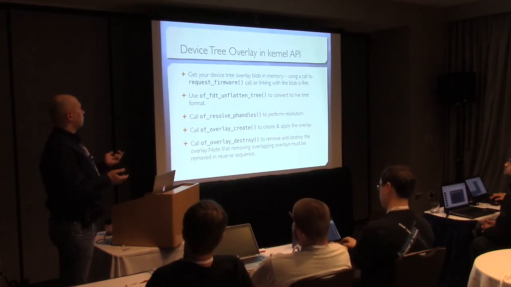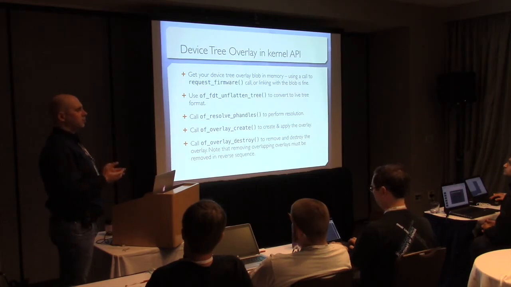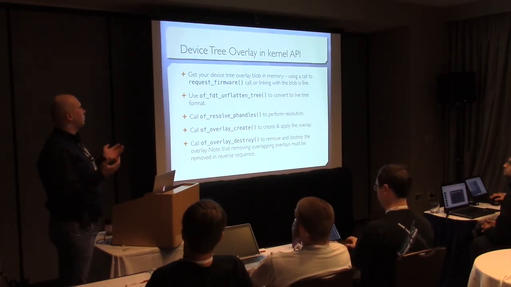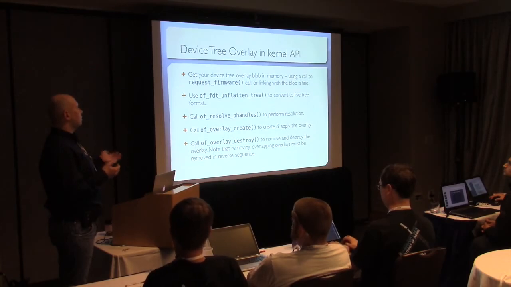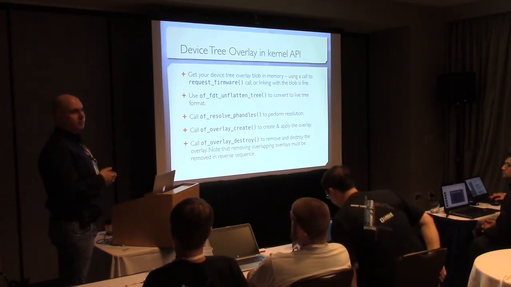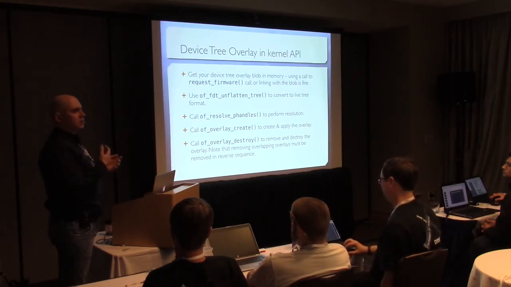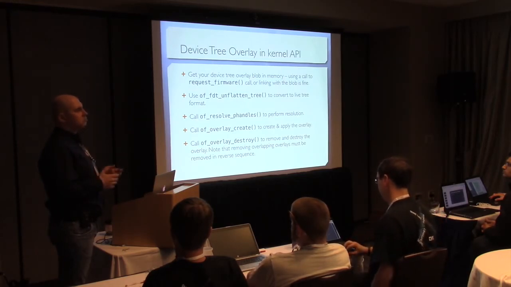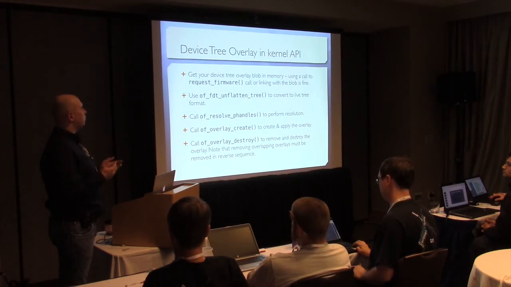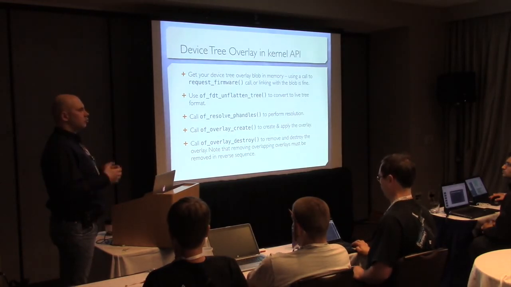So what's the in-kernel API? You just get your device tree overlay blob in memory. There are different methods to do that. Usually you can use request firmware, or the ConfigFS manager uses binary ConfigFS attributes. Just get your blob in memory. You call of_fdt_unflatten_tree. You call of_resolve_phandles to perform the resolution against the running tree.